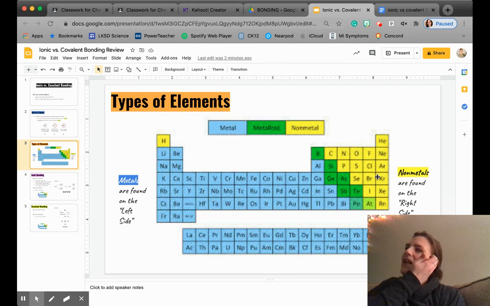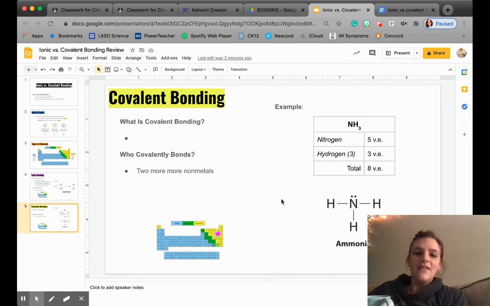What was another one we did? NH3. Oh, we just did NH3. But nitrogen and hydrogen are both nonmetals. Or what was another one? Let me think of one more. Oh, that weird one, BF3. Boron. Ooh, boron's a metalloid. But then fluorine is a nonmetal, right? So we're coming from the nonmetal side. Again, covalent bonding between 2 or more nonmetals.